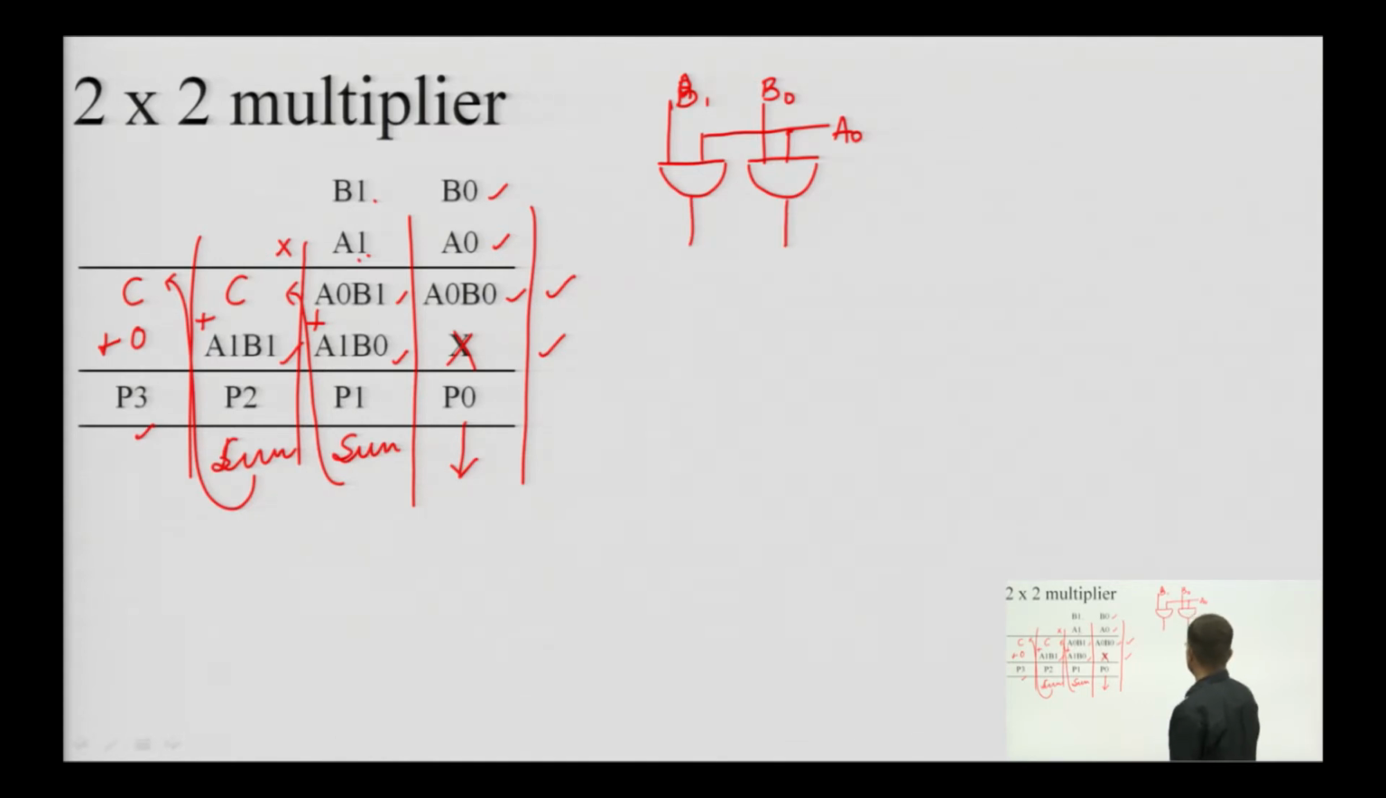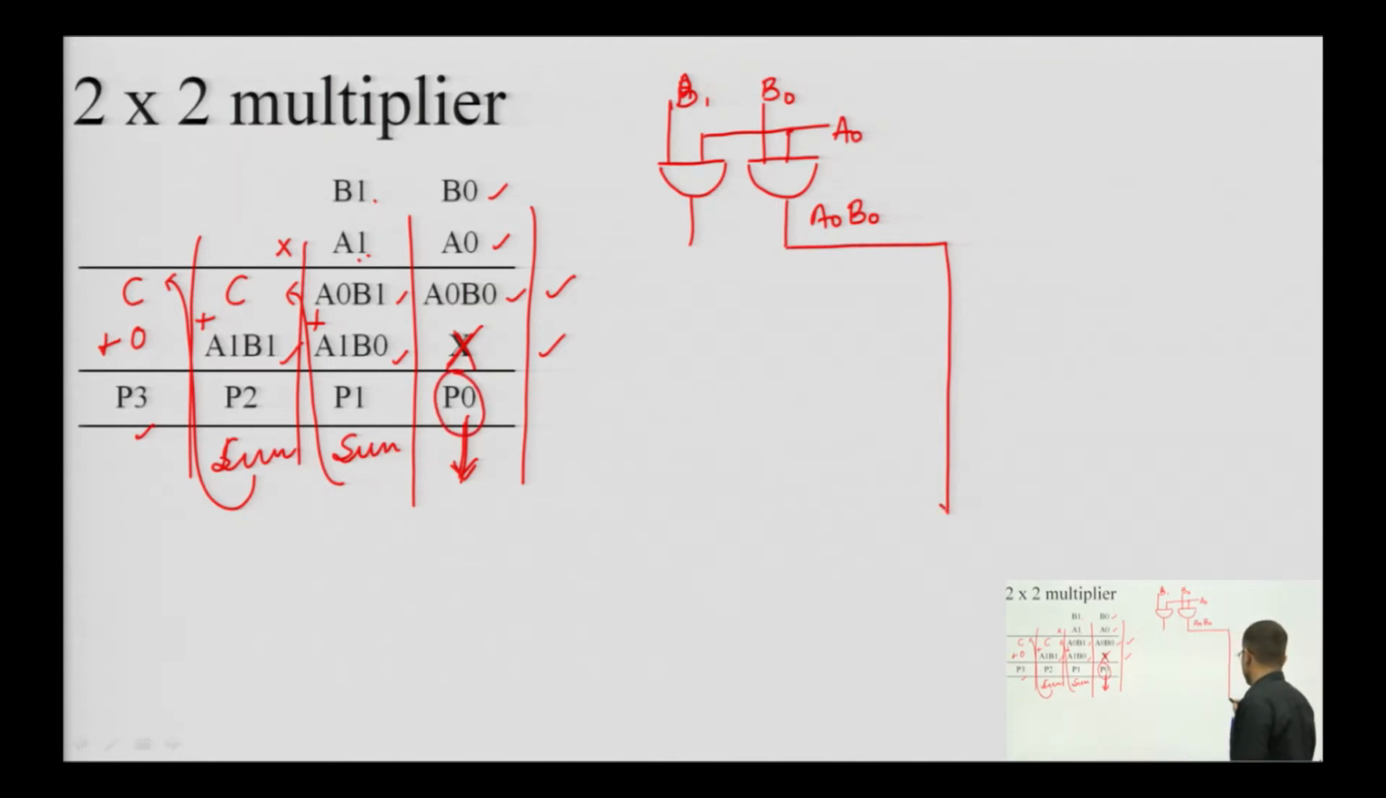As we can see that this product a naught b naught is not going to participate further in any addition. So, this can be considered as the final part of the multiplication, or we can say as p naught. Similarly, now we will be generating the second row a 1 b 1 and a 1 b naught. So, let us generate these two terms.